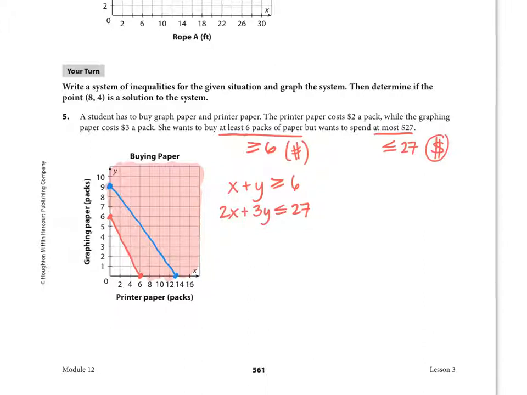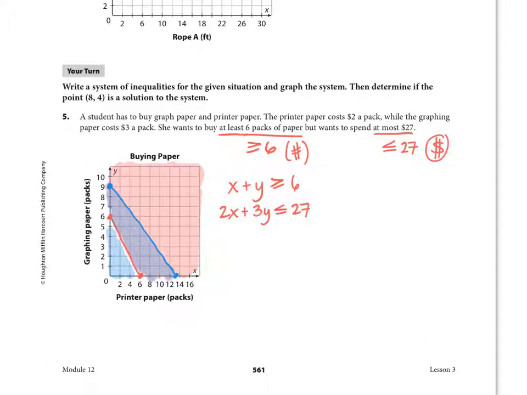So that means I'm going to shade everything below this line and here as well. Okay, so all of that. Now the overlapping part, the darker blue part, is my sweet spot. That's my actual solution. Everything in here is a scenario where the student can buy at least 6 packs but spend no more than $27.